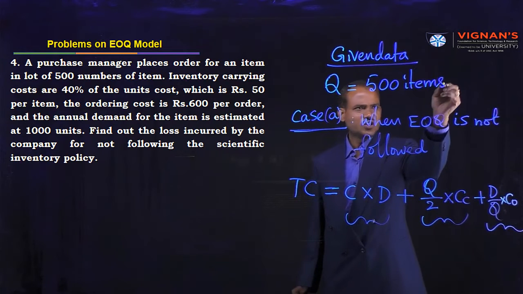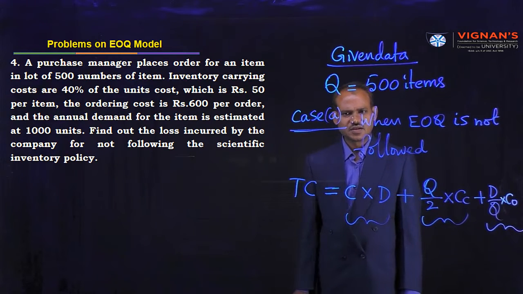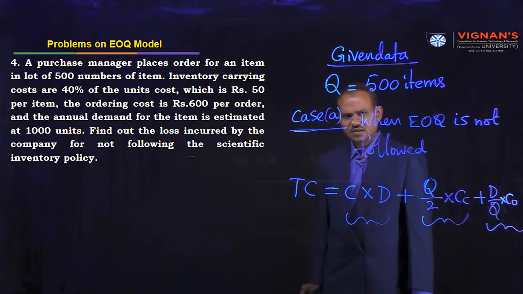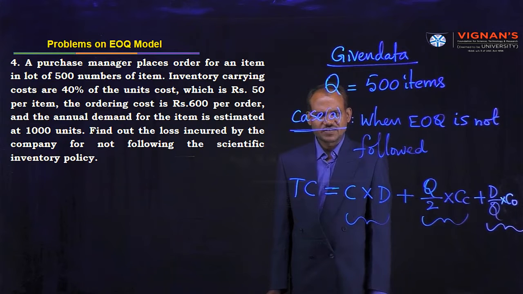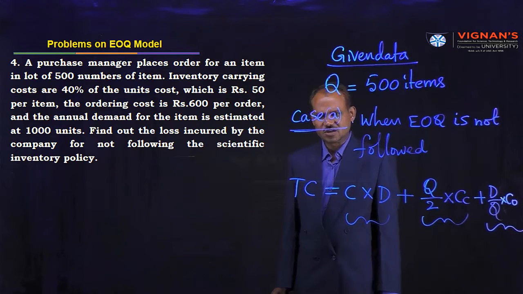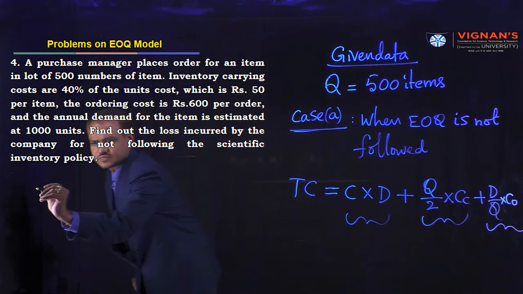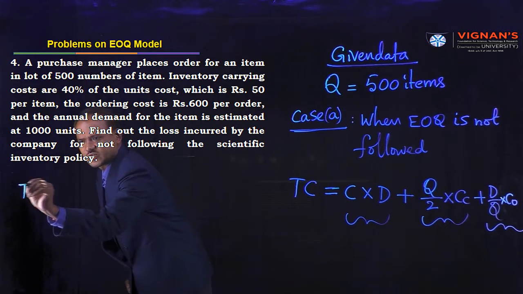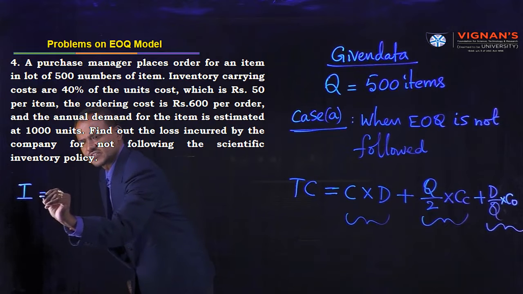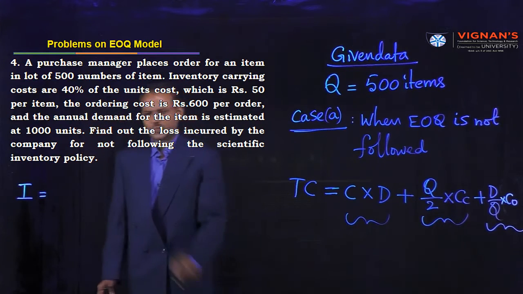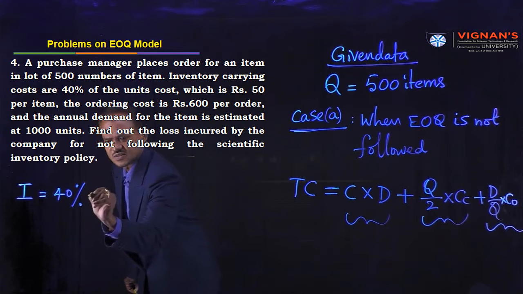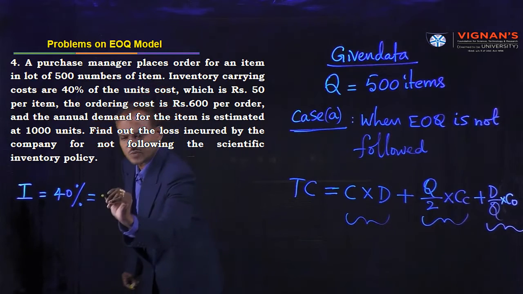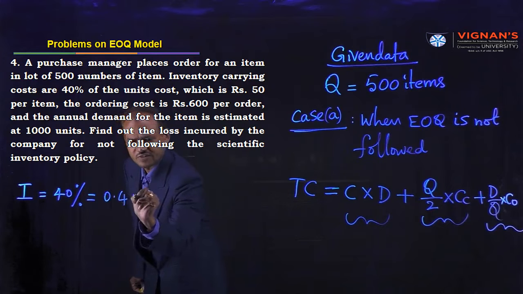Next, some more information you can read and write the given data. Inventory carrying costs are 40% of the unit cost. That means I value is given as 40%. Percentage means it is nothing but the I value. 40% means 40 by 100 is equal to 0.4. I value is given.